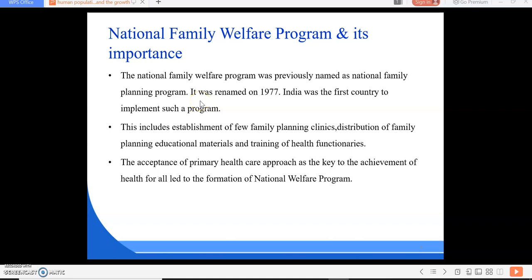I am Shweta Sarangi, and today we'll discuss the National Family Welfare Program. In the previous class, we discussed human population, population growth, and the types of population growth: logistic growth, exponential growth, and geometric growth. Today we are going to discuss the National Family Welfare Program and its importance.